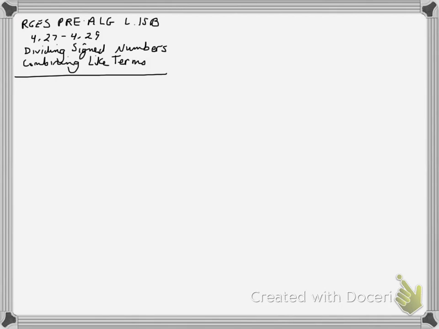We'll be discussing sections 4.27 through 4.29. Now, 4.27 has to do with dividing signed numbers. We'll actually skip over 4.28 for now. We'll come back to that later when we pick up more algebra concepts. And we'll be going to 4.29, using signed numbers to combine like terms.